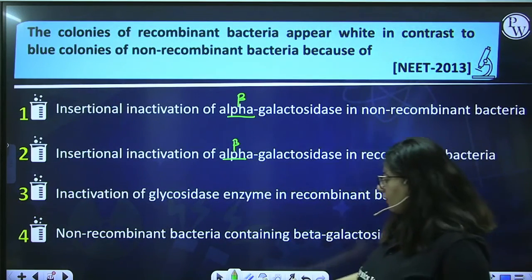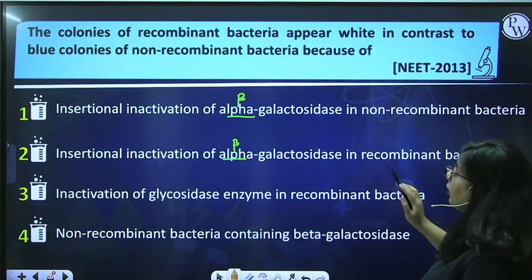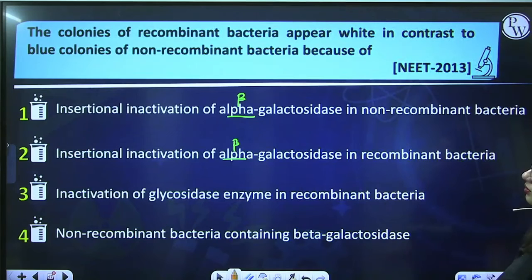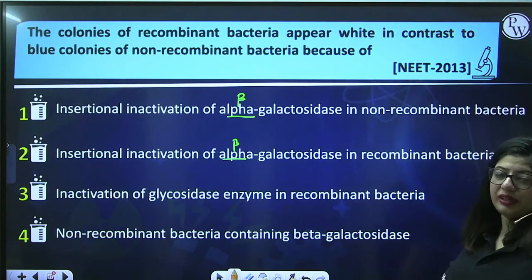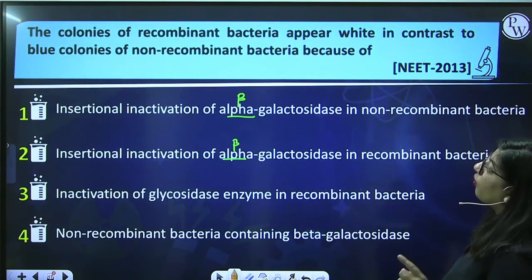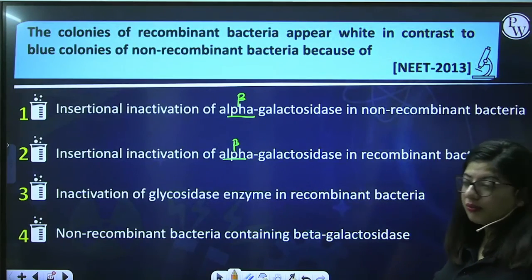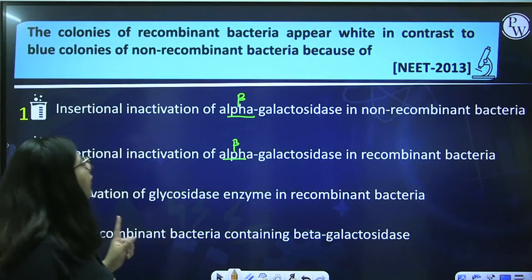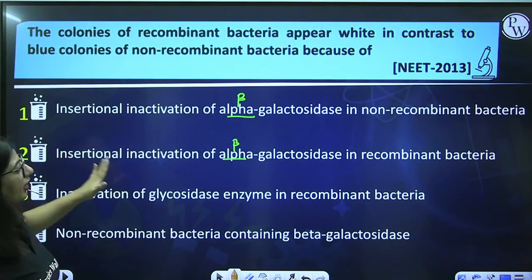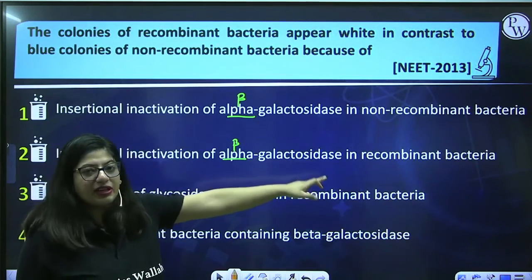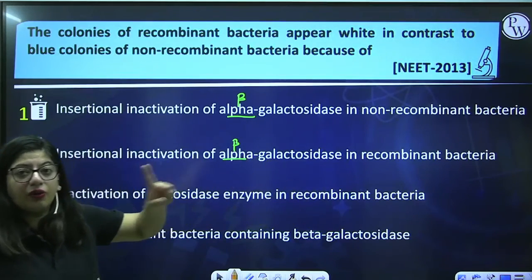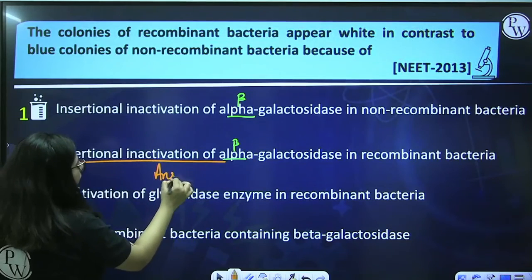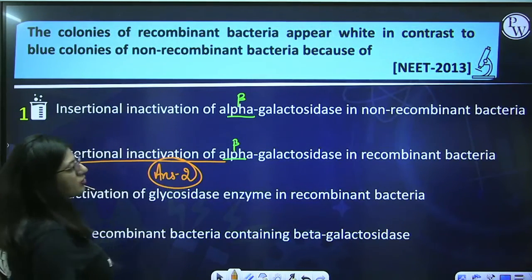First of all, the question is asking about the colonies which are white in color; they are recombinant, as already told, and the blue ones are non-recombinant. Why are the blue ones non-recombinant? Because in the blue ones insertional inactivation has not taken place. Insertional inactivation of beta-galactosidase has taken place only in the recombinant one, not in the non-recombinant one. So that's why they are white, and the others are blue. So the answer to this question will be 2.